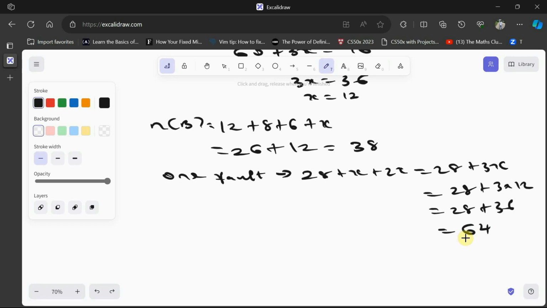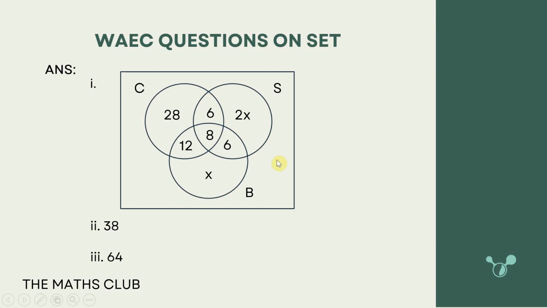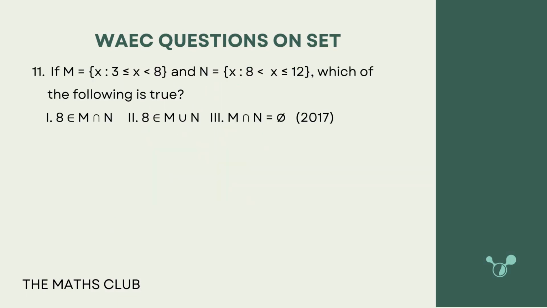Let's see if our answer for both cases is correct. That will be 38 and 64. We can see our diagram aptly represented, and we can see 38 and 64. Well done to us.